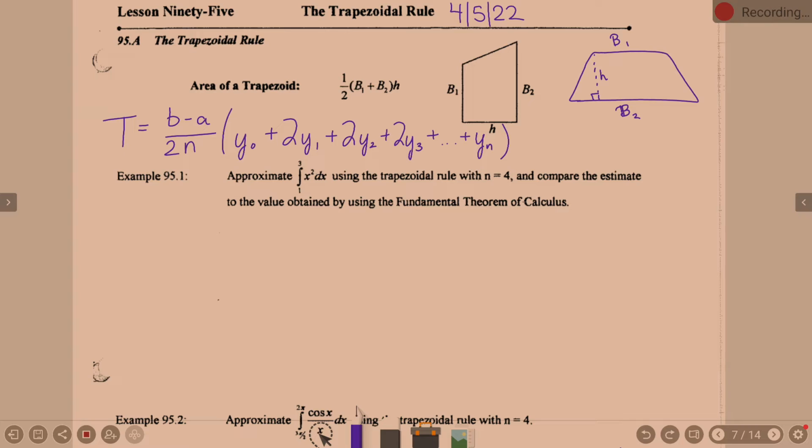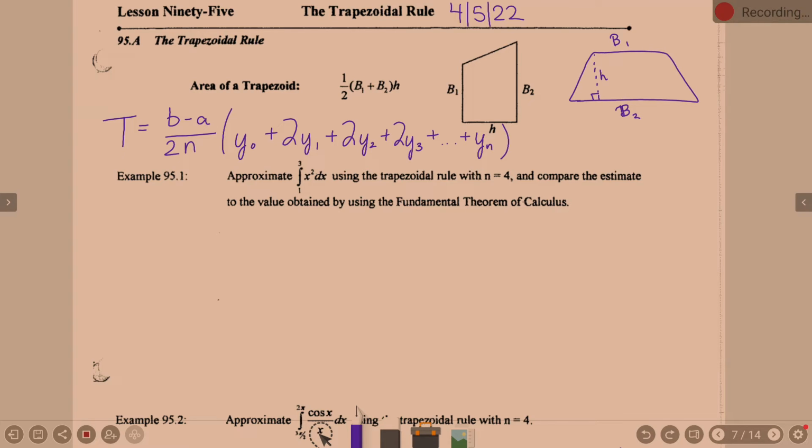So let's look at example 1. Approximate the integral from 1 to 3 of x squared dx using the trapezoidal rule with n equals 4, and compare the estimate to the value obtained by using the fundamental theorem of calculus. Well, the fundamental theorem of calculus is what you're probably already thinking through in your heads: the integral of x squared evaluated between 1 and 3. You're saying, why can't we do that right now? Yes, it's much easier. It is. There's no lies there, not an argument at all.